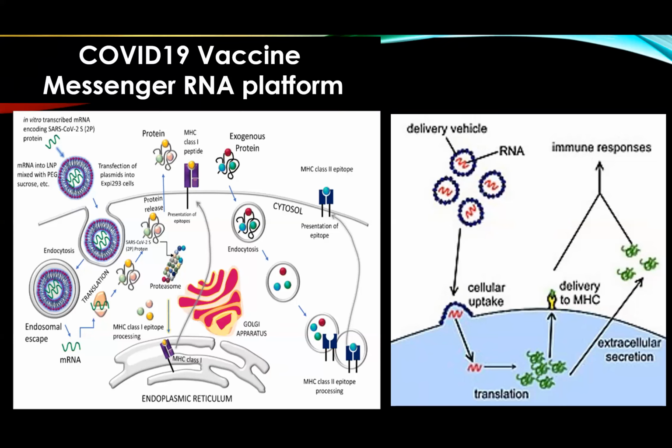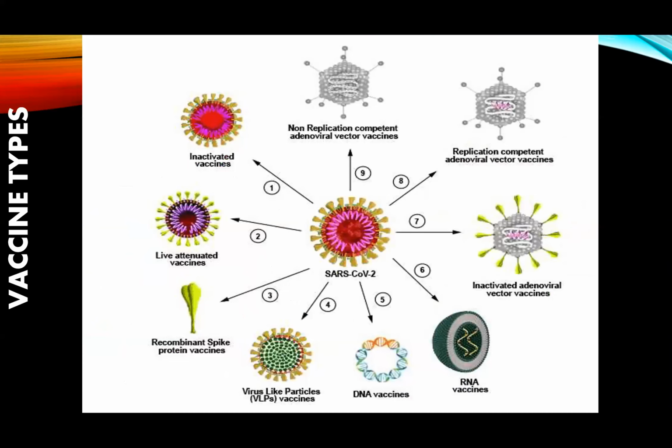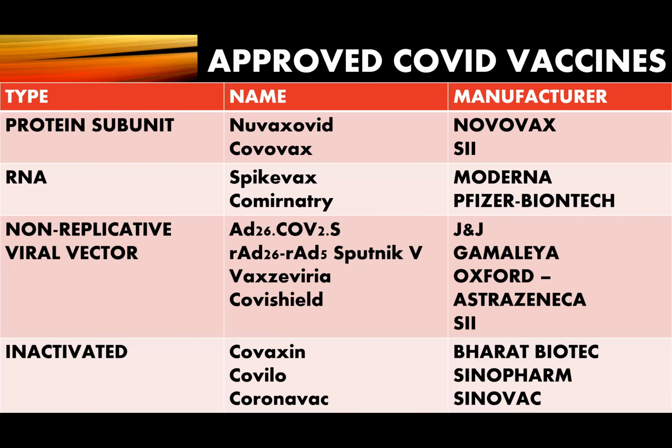There are different vaccine types. We're going to be focusing on the mRNA. Different types have been made: inactivated vaccines, non-replicating competent vaccines, and we also have the RNA vaccines. There are quite a lot of viral particles, all sorts of things have been tried. But in the next slide, we see some of the ones that have actually been approved by WHO or some other countries.